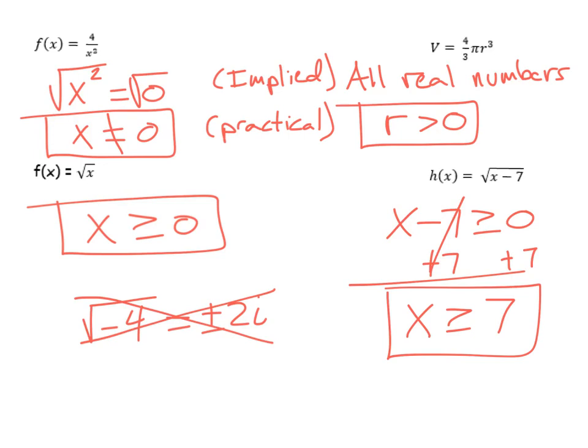Because if I think about that, if I put in 6, right, I'd subtract 7, I'd end up with the square root of negative 1. Starting at 7, right, 7 minus 7 would be 0. So from there, I could put in anything bigger.